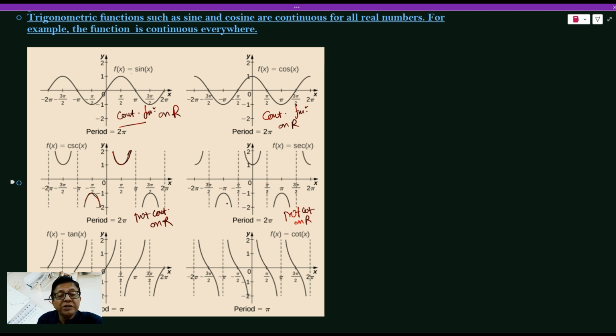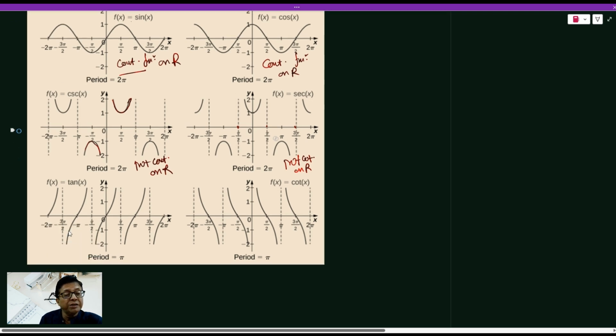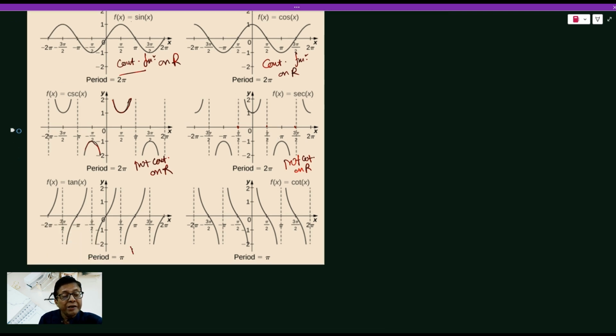This function is not continuous on R. Why? Because it is discontinuous at minus pi by 2, pi by 2, 3 pi by 2. Similar is the case for tan x. This is also not continuous at those points. So, f(x) equal to tan x is not continuous on R.